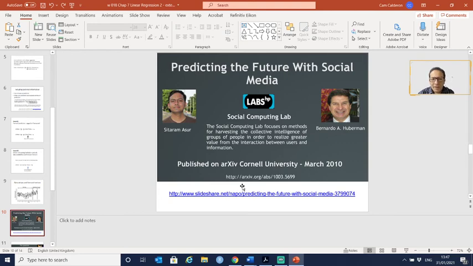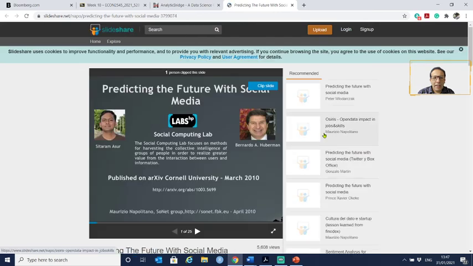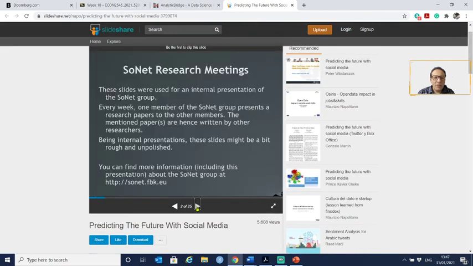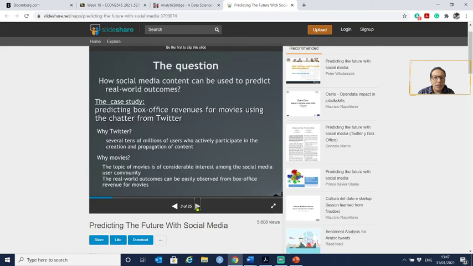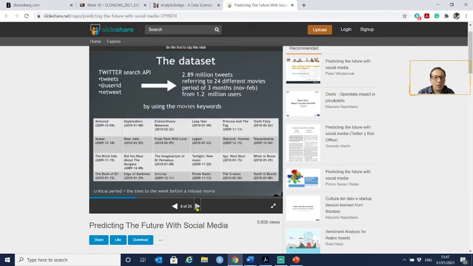So I have here this actual article. It would be great if you have a look at this. It's Predicting the Future with Social Media. A very interesting source in order to get some more insight about this. You will see very interesting notes here. The question: how can social media content be used to predict real world outcomes? So we have here the topics, what they discovered, and some literature review.